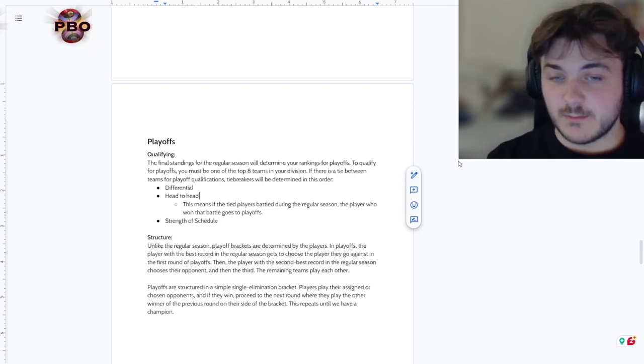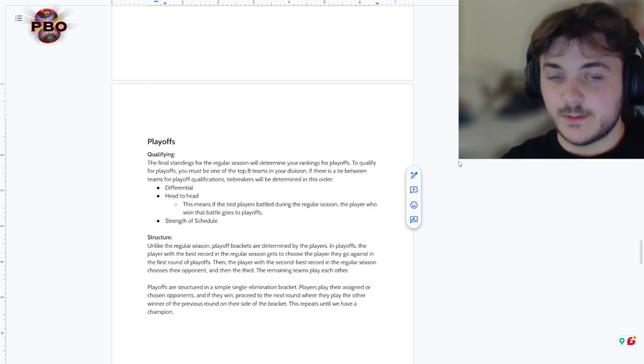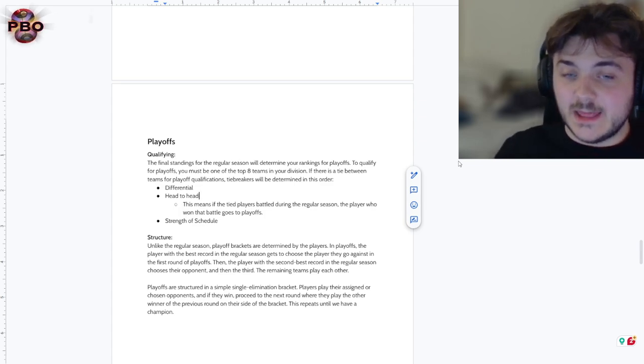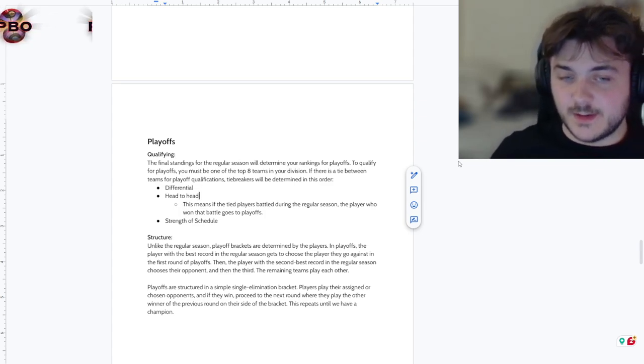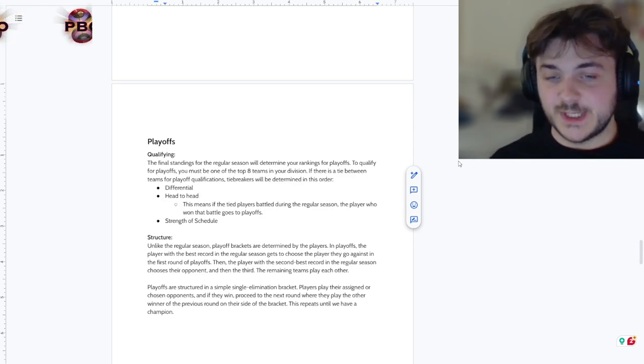Structure: unlike the regular season, playoff brackets are determined by the players. In playoffs, the player with the best record gets to choose the player they go against in the first round of the playoffs, then the player with the second best goes, then the third, and then the remaining teams play each other. Playoffs are structured in a simple single elimination bracket.